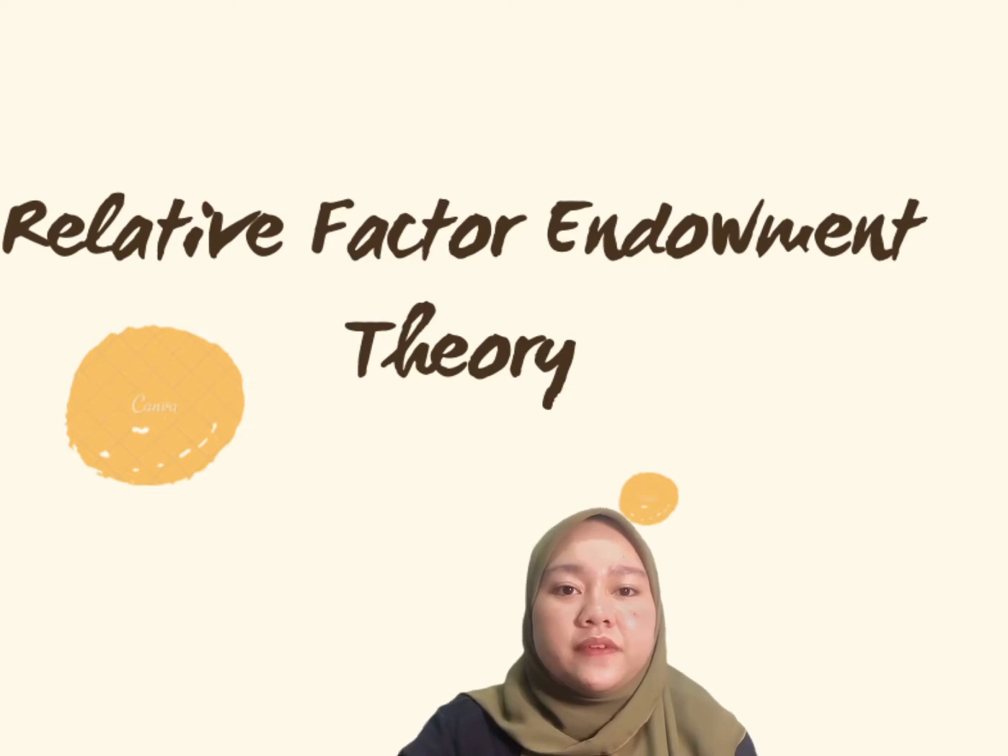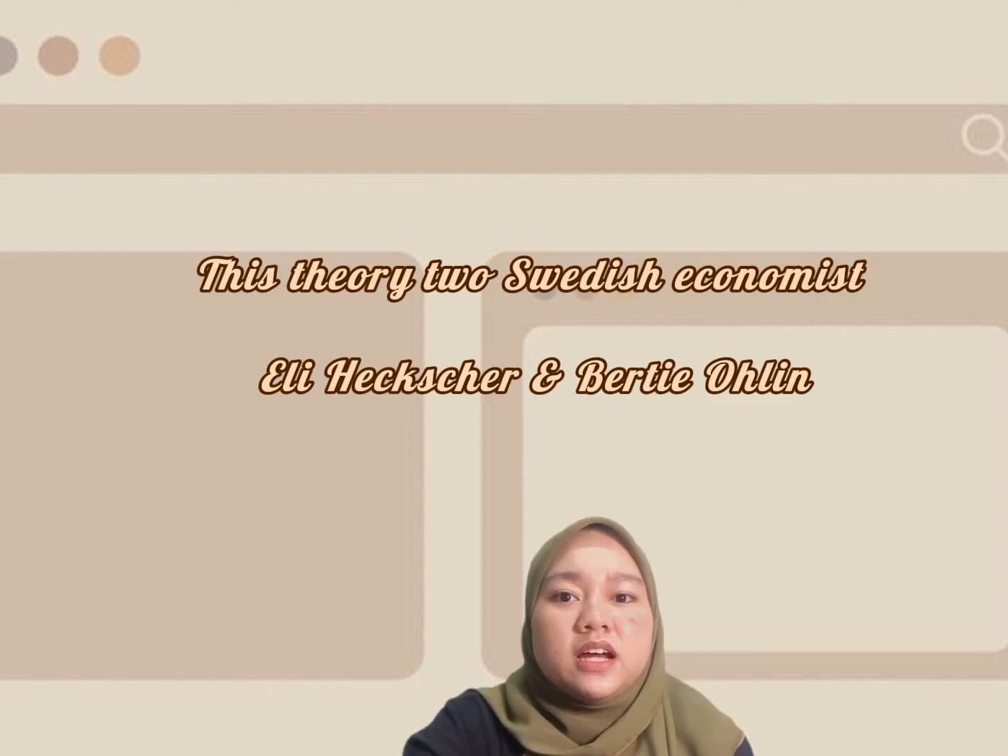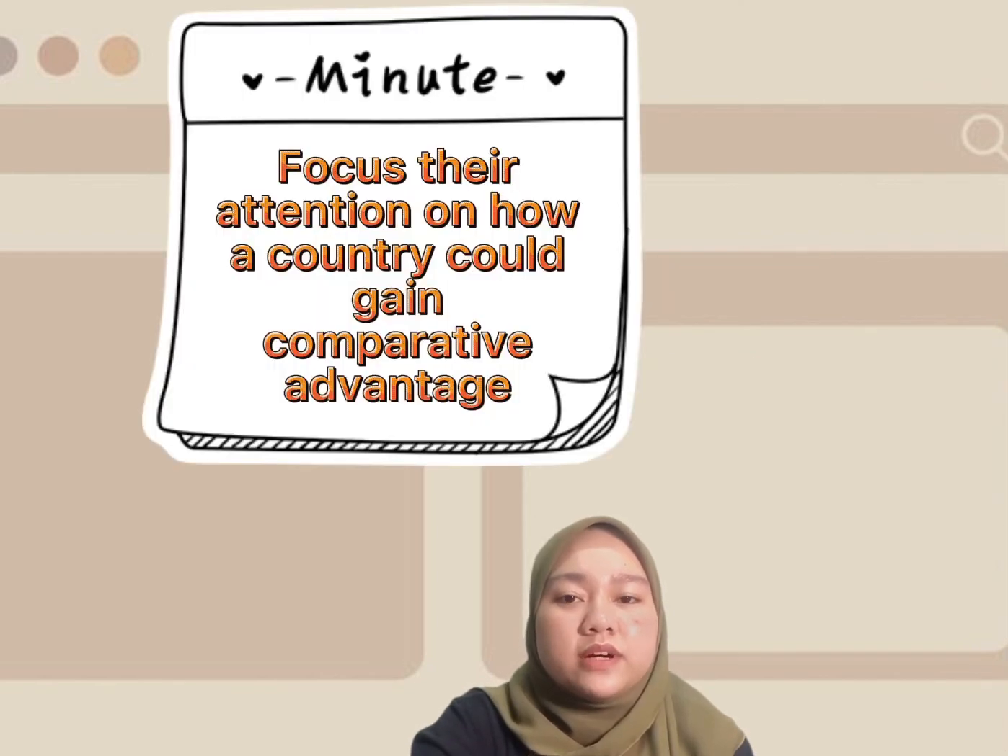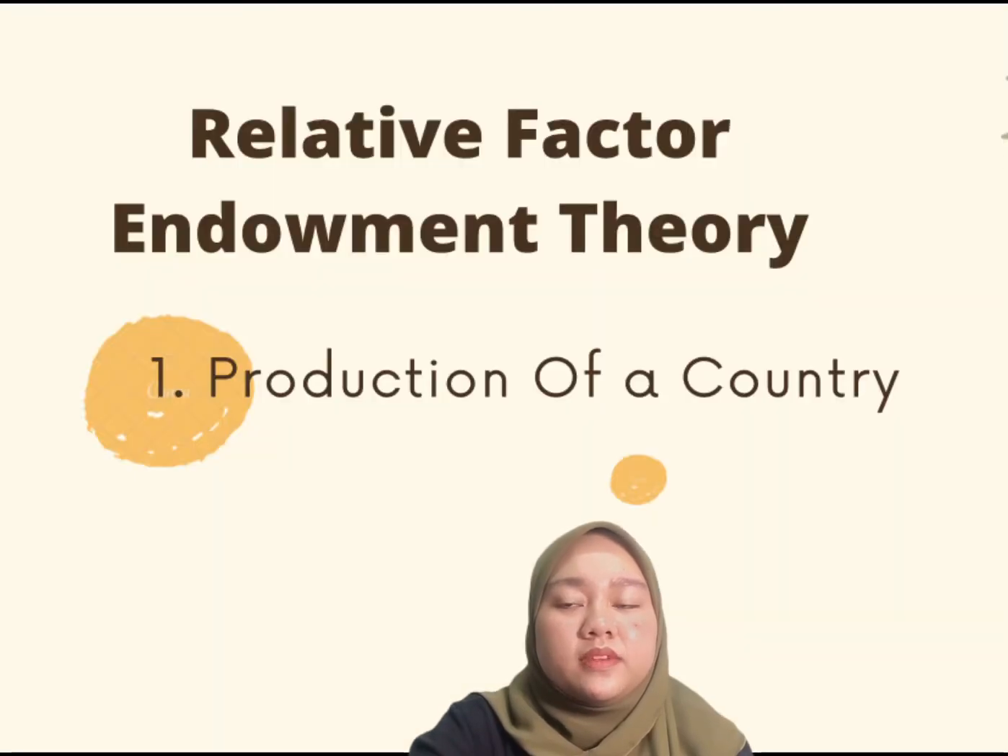For relative factor endowment theory, or Heckscher-Ohlin theory. In this theory, two Swedish economists, Eli Heckscher and Bertil Ohlin, focused their attention on how a country could gain comparative advantage by producing products that utilize factors that were in abundance in the country. Firstly, production of a country.